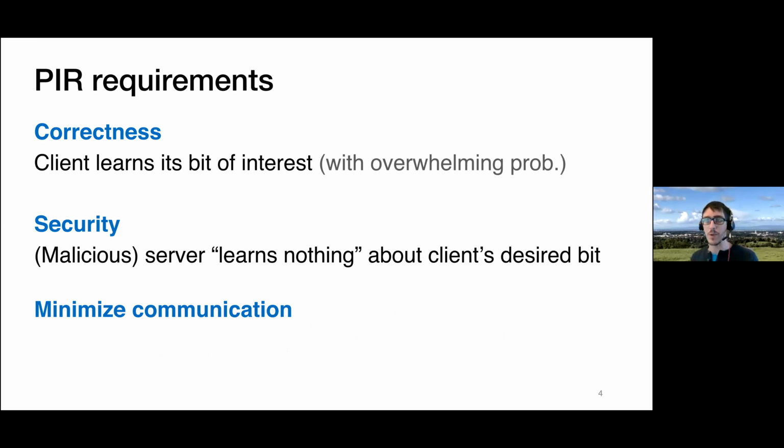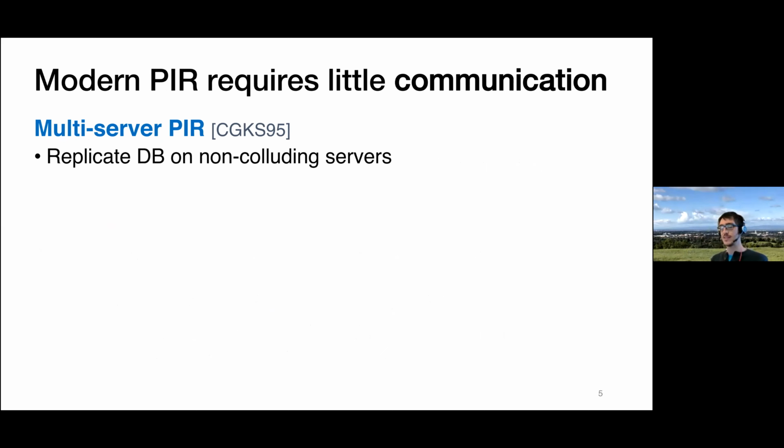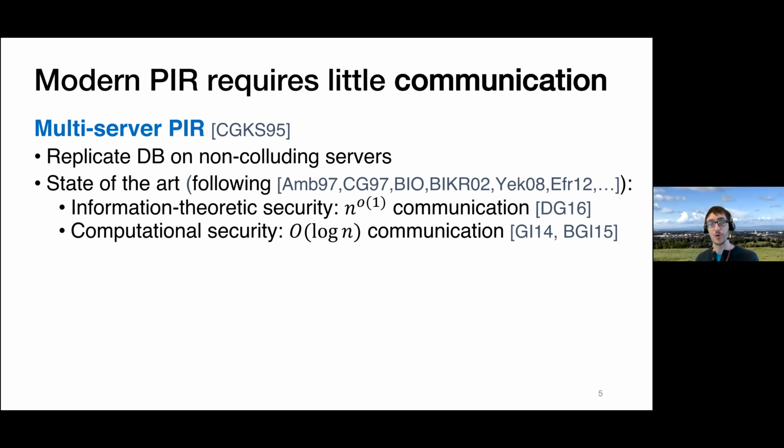So to make the problem make more sense, we also require that the protocol tries to minimize the total communication between the client and the server. It turns out that if these are the requirements, there are actually good protocols that meet them. In particular, in the same work by Chor, Goldreich, Kushilevitz, and Sudan that introduced PIR, the authors also showed a solution that solves the problem by replicating the database between two or more non-colluding servers. Ever since, there's been a long line of work gradually improving the communication complexity in this multi-server setting. Today, we have protocols that provide information theoretic security with n to the little o of one communication complexity. And if one is willing to settle for computational security, then more recent protocols even achieve logarithmic communication complexity.